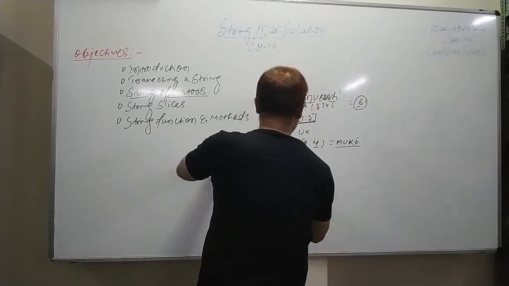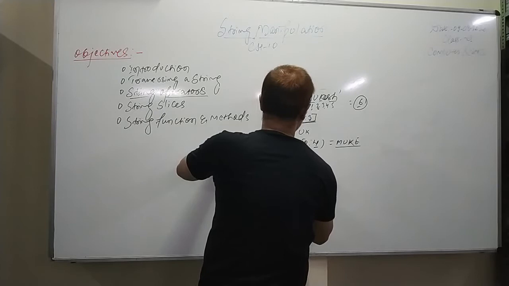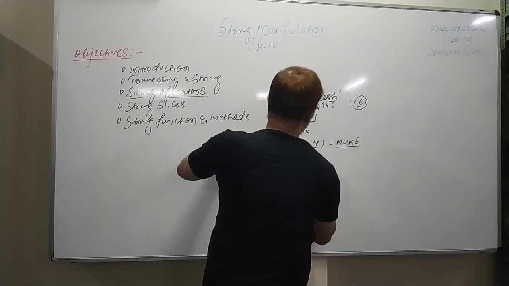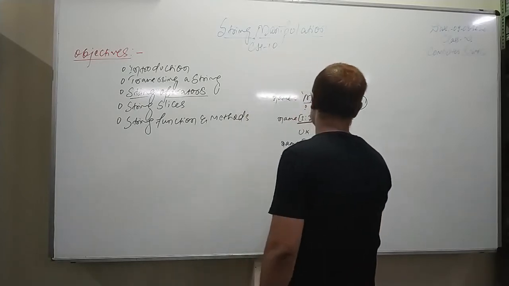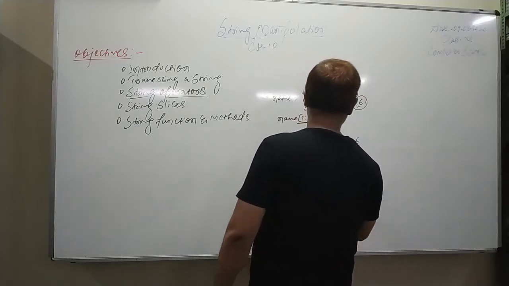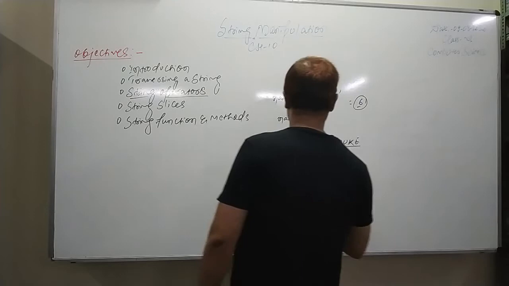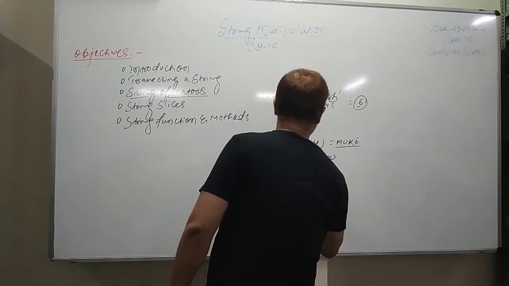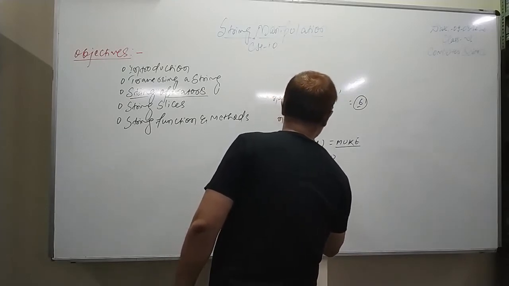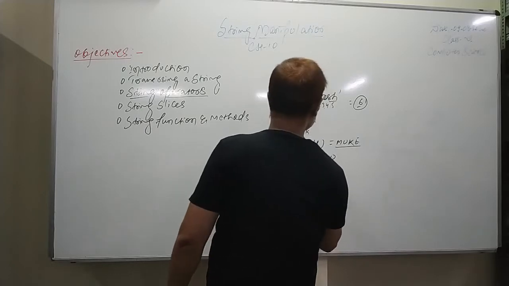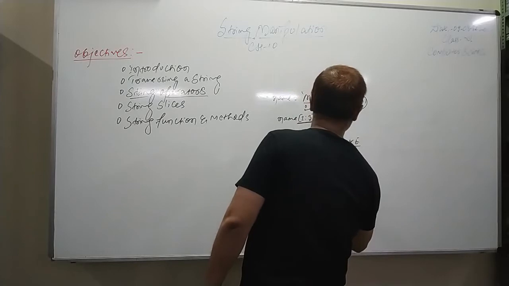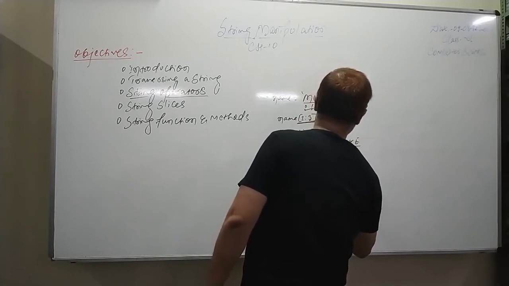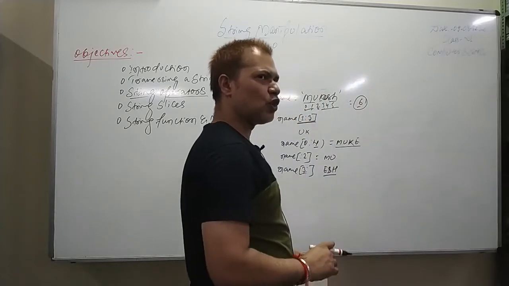If it simply says name and then :2, it means the first 2 characters it will give you. This is MU as the output. If you say name and then in bracket 3 :, it means it will start from the third and give you till the last. So you have E, S, H as an output. So this is what slicing is.